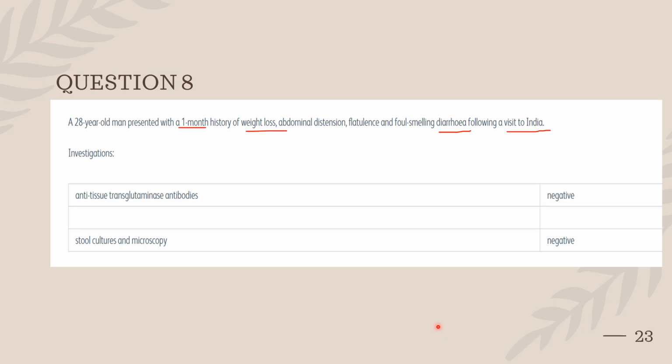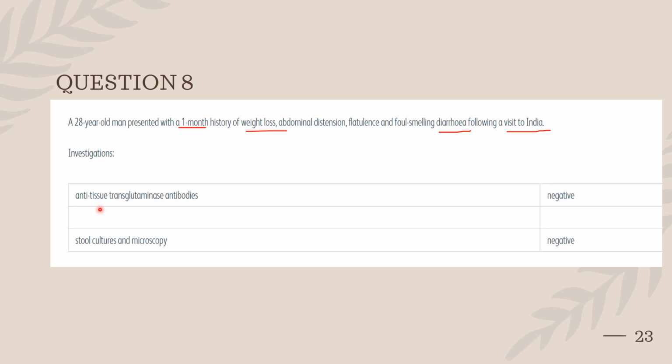But when there's a history of travel or visit to any country, think of its endemicity or certain diseases pertaining to that country. Here there is weight loss and foul-smelling diarrhea. If it is infective, it could be giardia. If it's not infective, it could be celiac disease. Think of the differentials in your head. There is no mention of blood in stool, so don't think of Crohn's and ulcerative colitis. And there is a 1 month history of weight loss and diarrhea, so you can think of giardia.